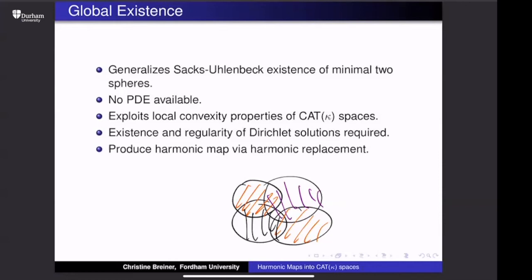The size of the disks on which you do the replacement depends on how big a ball in the target you can get your existence of your Dirichlet solution. And so as you're doing these replacements and you get new maps, if the Lipschitz bound starts to blow up, then the disks in the domain on which you're doing this replacement have to get smaller. The next round would be smaller and smaller. And so the bubble starts happening because you're doing replacement on smaller disks. And so what you do is you start blowing up the domain. And as you blow up the domain, you do the replacement on domains exhausting all of C.